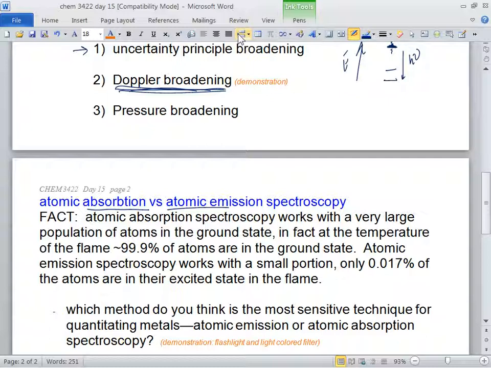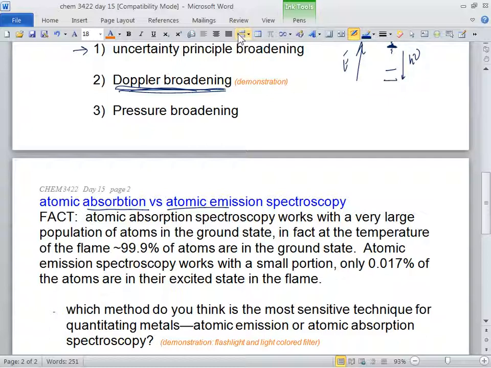In fact, atomic absorption spectroscopy works with a very large population of atoms in the ground state. At the temperature of the flame, 99.9% of all atoms are in their ground state. So you've got a lot of atoms to work with, because if you're doing absorption spectroscopy, look at all the guys that can absorb. Atomic emission, however, works with a very small portion. Only 0.017% typically of the atoms are in their excited state. You'd have to get that flame a heck of a lot hotter if you want to bump that number up. But all we're working with is 0.017%.